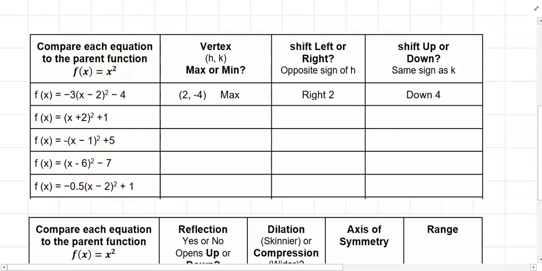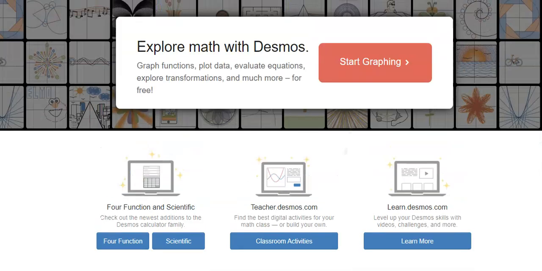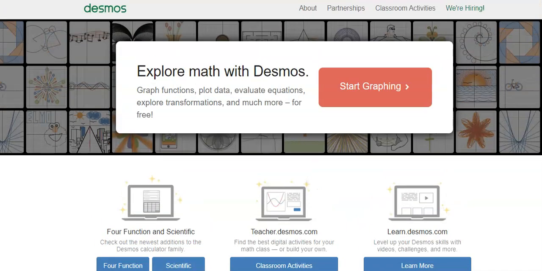All of these things are going to have impacts on our parent function, and it's going to change the look of that generic parent function so that it's a very specific looking quadratic. So let's start by going into Desmos. If you click on Start Graphing, I believe. Yes, you'll click on Start Graphing.